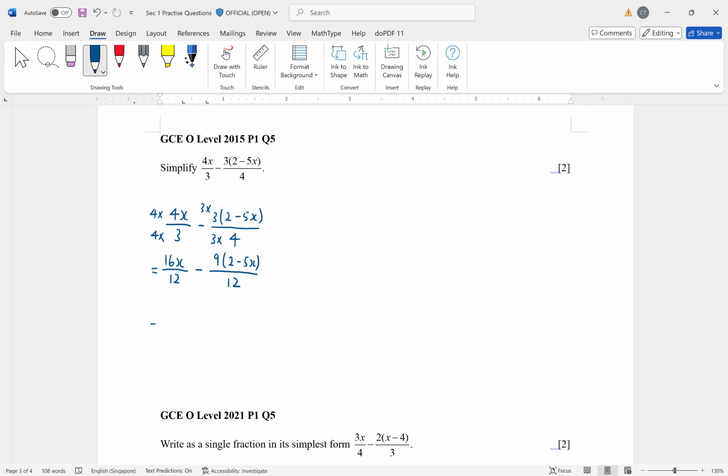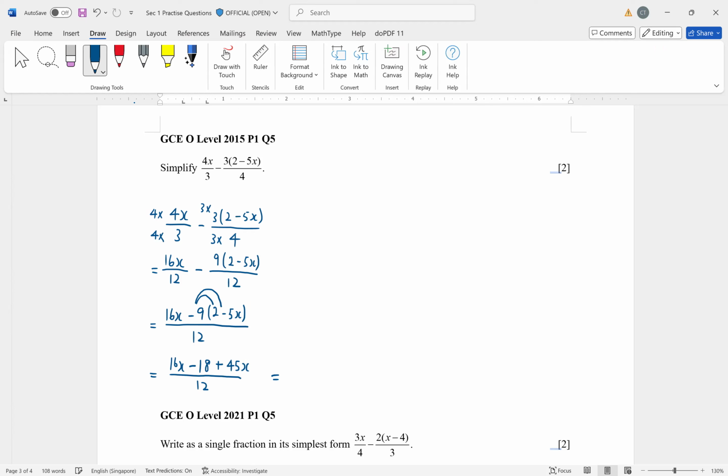What I recommend you do is combine them together in one line first, then open the bracket. So just write accordingly: 16x minus 9. The negative sign must follow. Then 2 minus 5x, like this. Then from here, open up the bracket. Negative 9 times positive 2, so you get negative 18, based on what we did earlier on. Negative 9 times negative 5x. Negative times negative is plus already. 9 times 5 is 45x. So this part you must be careful.